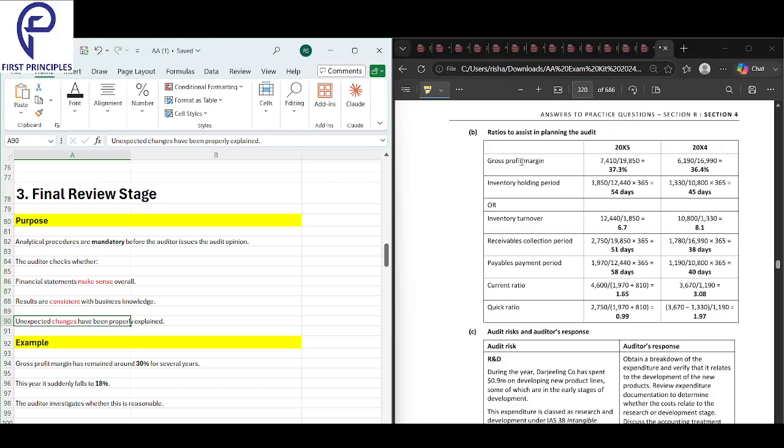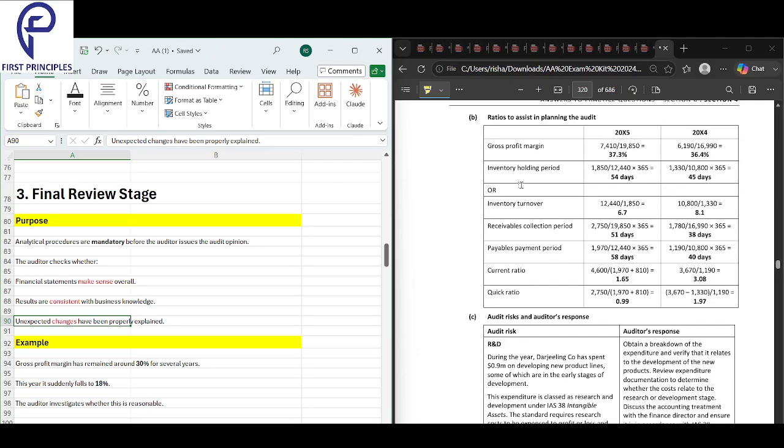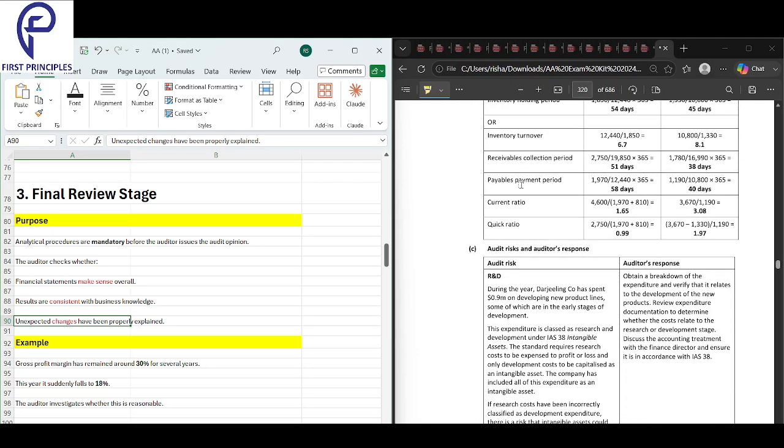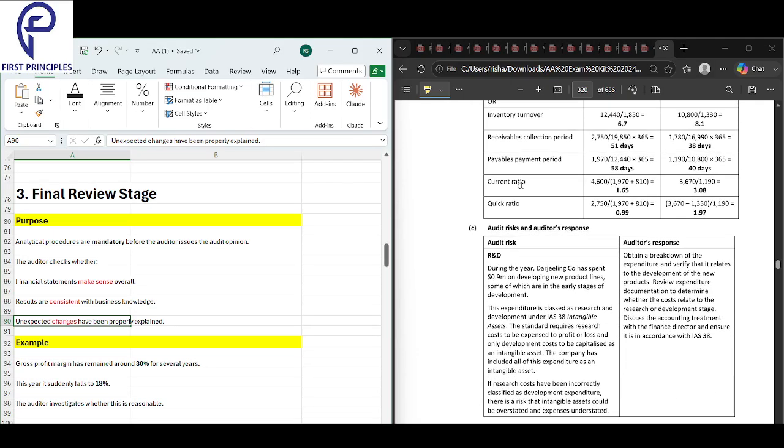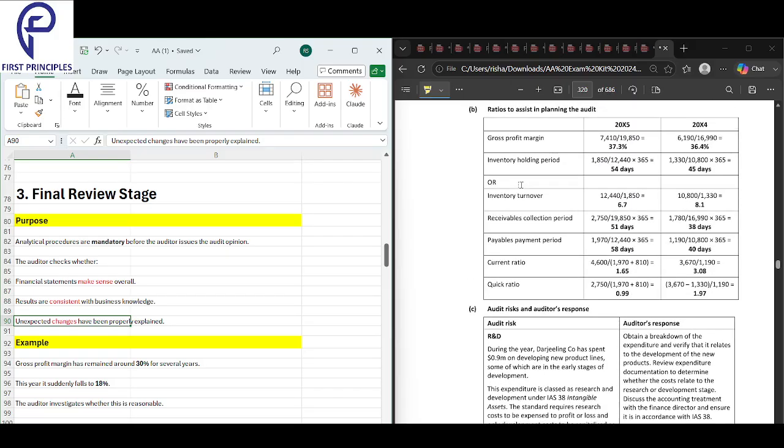Gross profit margin, how do you calculate? Gross profit by revenue into 100, you will get gross profit margin. Inventory by COGS into 365, you will get inventory holding period. Okay, so we understood what gross profit margin is, and what inventory holding period is. Next we look into inventory turnover. It gives us how many times our inventory is sold over, right?